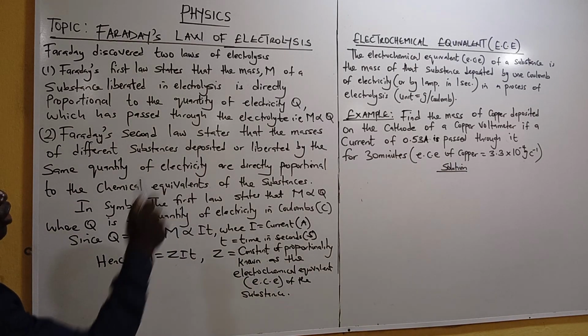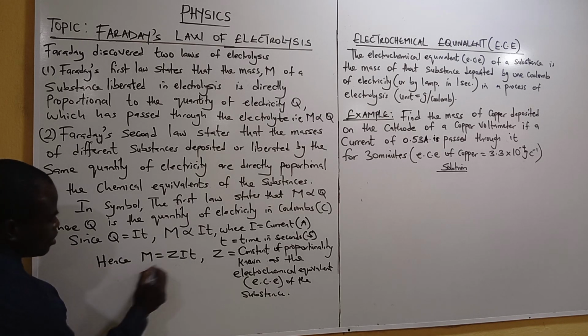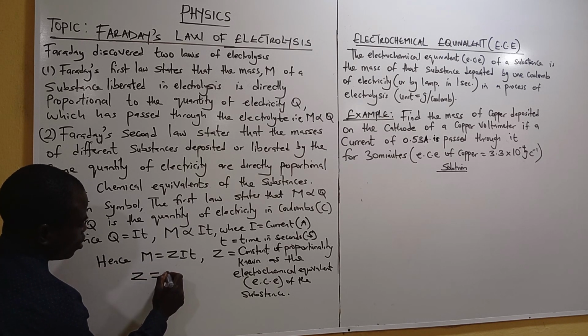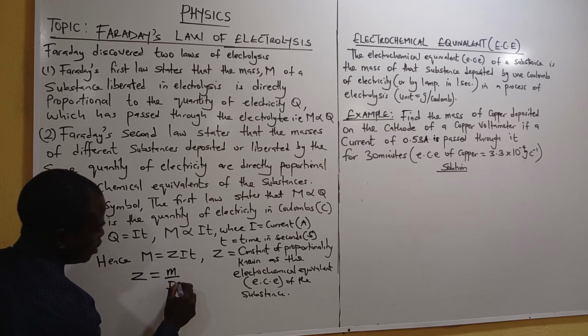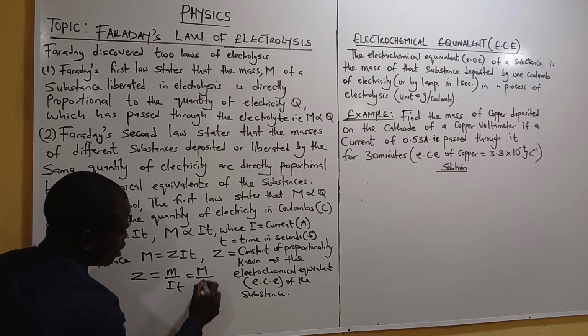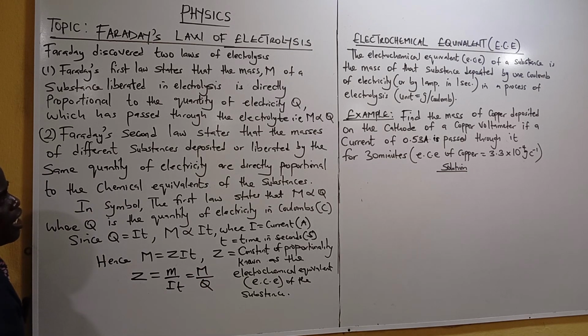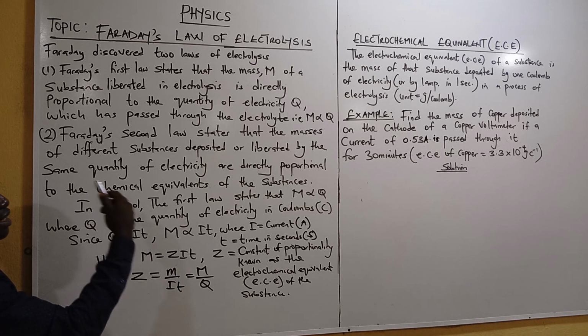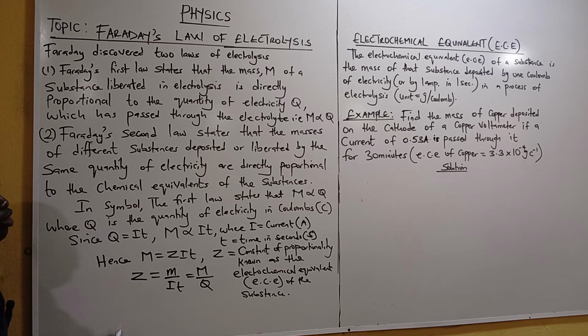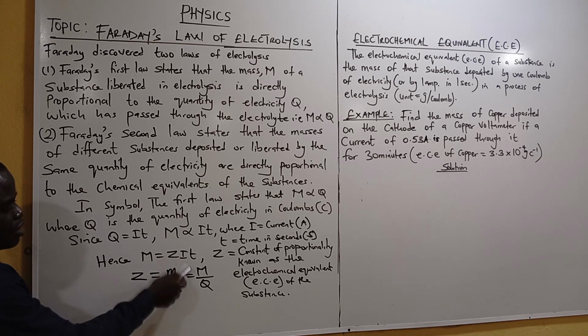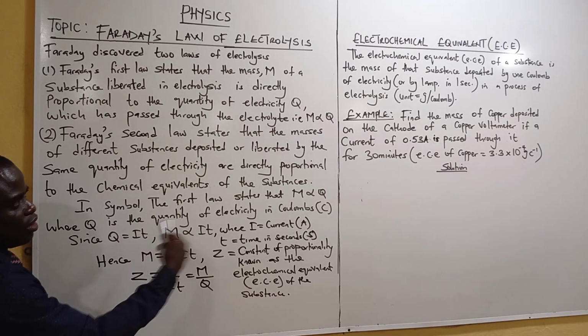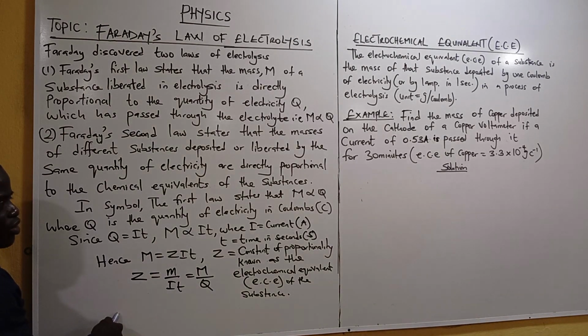Now let's go to electrochemical equivalent. You can make your Z, which is the electrochemical equivalent, equal to M over IT, which is M over Q. The electrochemical equivalent of a substance is the mass of that substance deposited by 1 coulomb of electricity. You can use the formula to define it. Are you getting me? In the process of electrolysis.